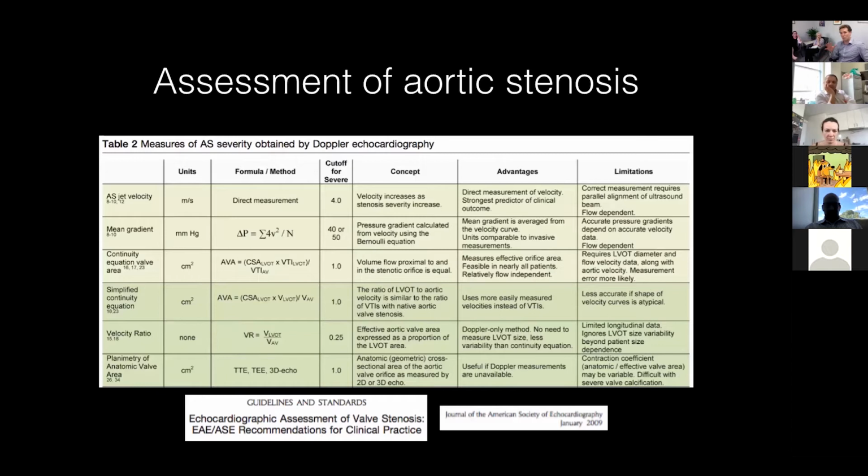Okay, each way that we can measure severity, the ones that I just said, the peak velocity, the mean gradient, the valve area, the dimensionless severity index, and the planimetry, I guess we could add in, all of those have advantages and disadvantages. We'll just very briefly go through those in order, okay?